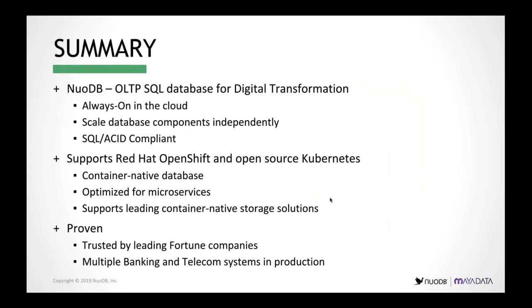Okay, and with that, I'm just going to run through a quick summary of what we chatted about. So we talked about how NuoDB is a SQL database for digital transformation. It's always on. It allows you to scale out the components independently, both transaction engines and storage managers. And it is ACID and SQL compliant. Supports Red Hat OpenShift and open source Kubernetes, including the common Kubernetes managed services from Google and Amazon and Azure. And it is proven and trusted by leading Fortune companies, as well as today many banks and telecoms rely on NuoDB for running their systems.